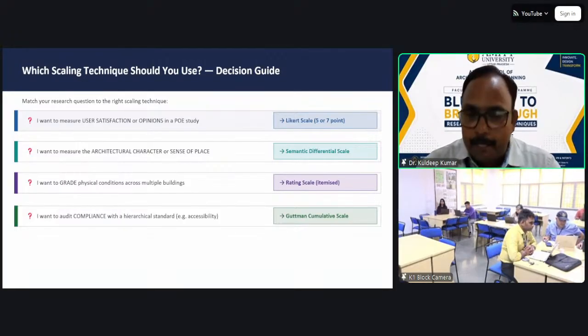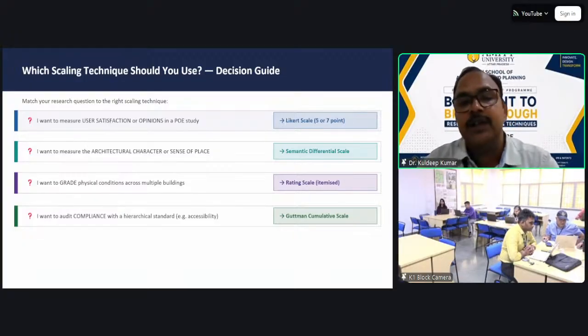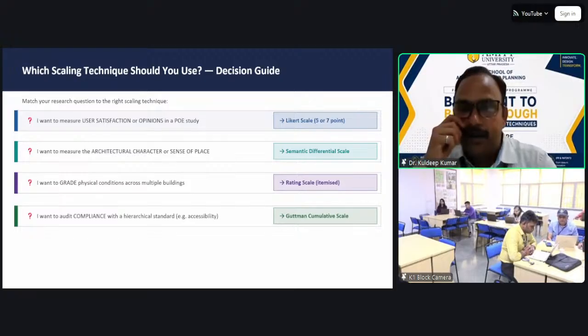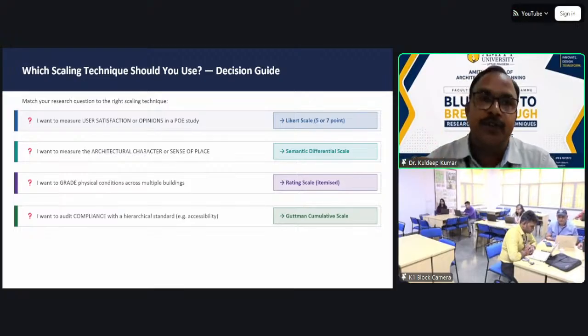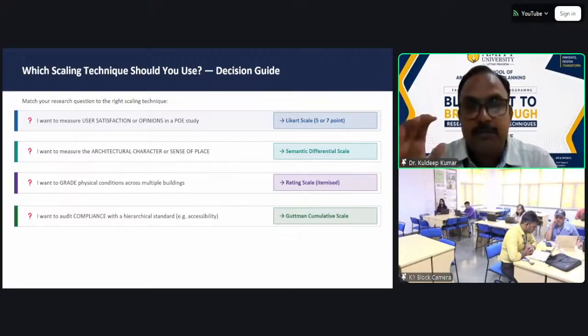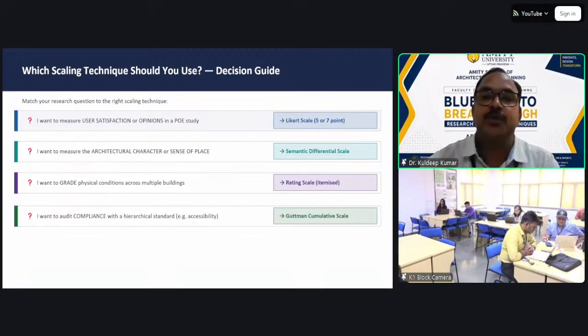Now, before closing this scaling part and moving to the next, I would like to say that the choice of scaling technique is not a minor methodological detail. It actually shapes the quality of your data, the type of analysis you can perform, and the conclusions you can actually draw. So choose the scale deliberately, based on your research questions.